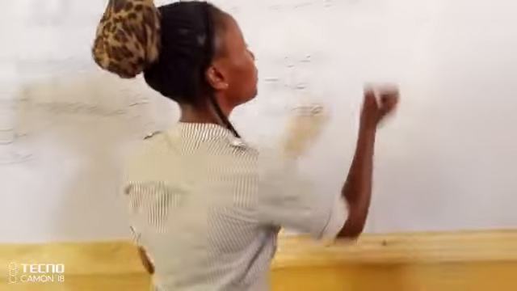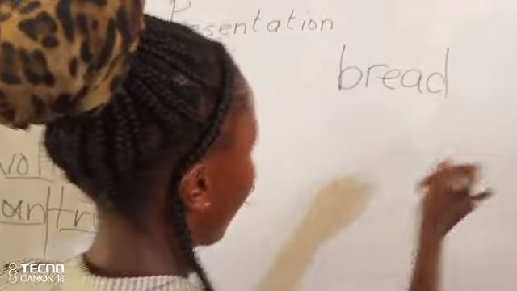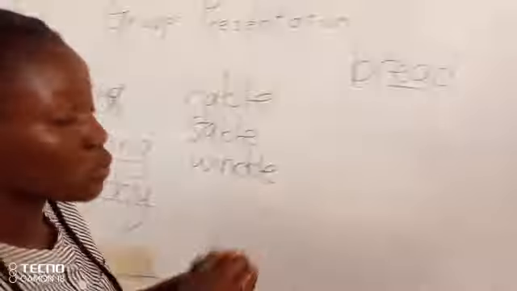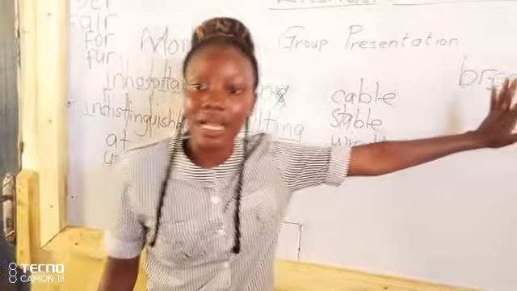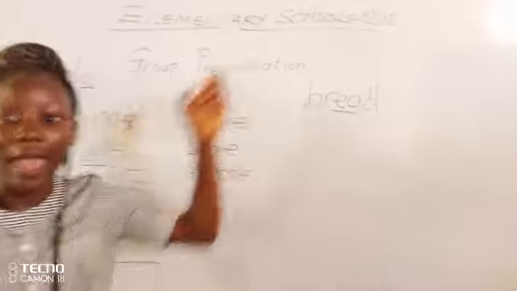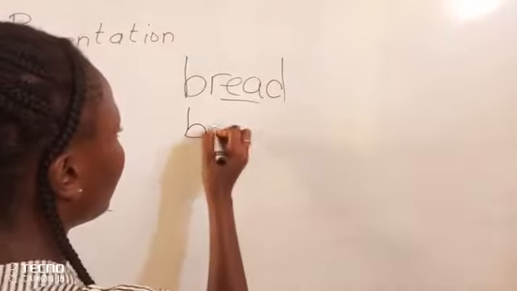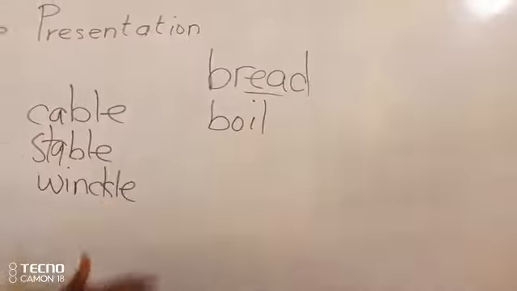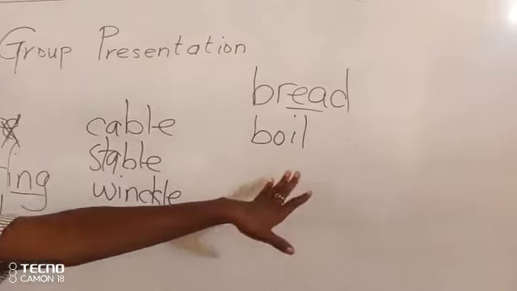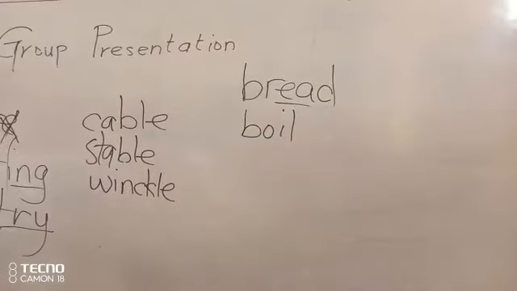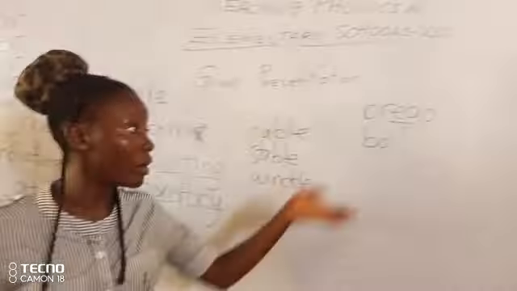For example, in the word bread, B-R-E-A-D, bread. So E-A is what? A vowel team. You have the two vowels working together. But what sound is it making? It's making a short E sound, bread. And then we have boil, B-O-I-L, boil. So here, you have O-I serving as a diphthong. So we told you that you can have two or three vowels working side by side. They either make the long sound, the short sound, or the diphthong sound.